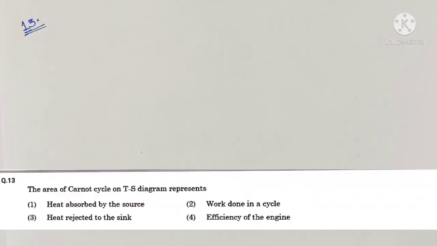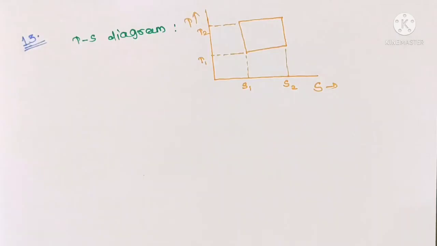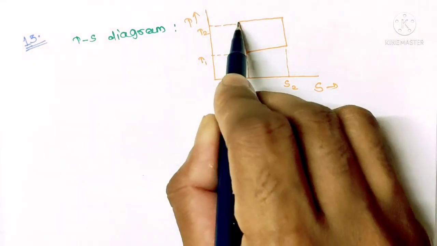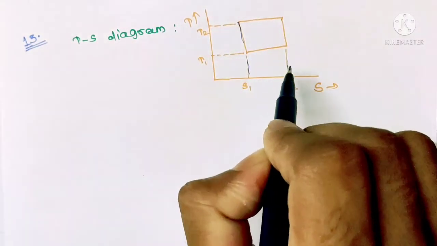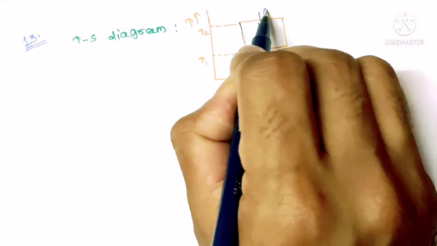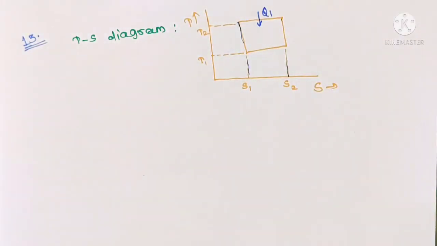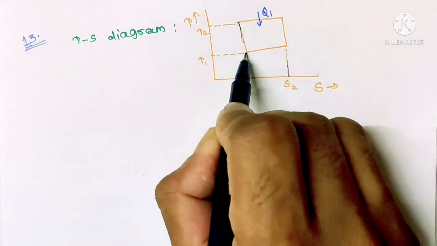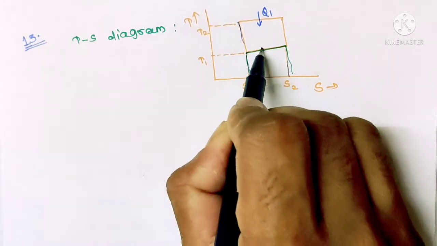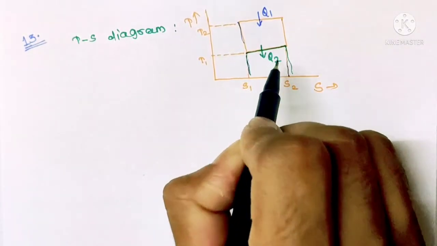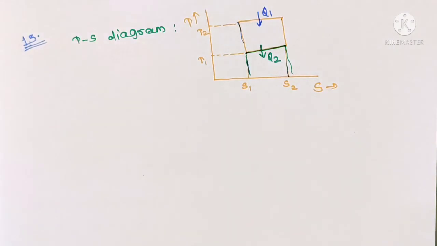Question number 13. The area of Carnot cycle on TS diagram represents. We know in a TS diagram, this area represents Q1, that is heat absorbed from the source, and this area represents Q2, that is heat rejected to the sink.